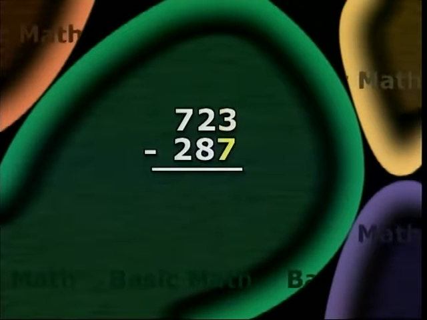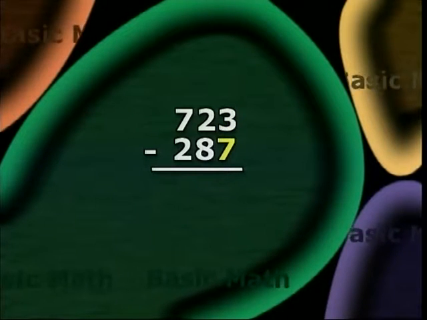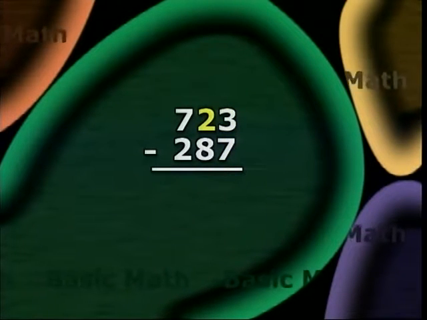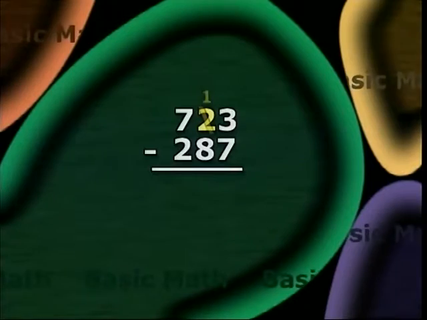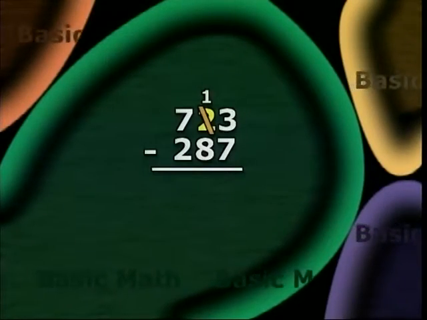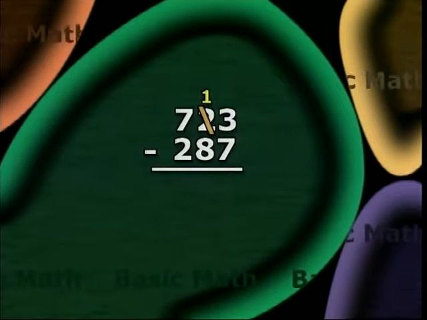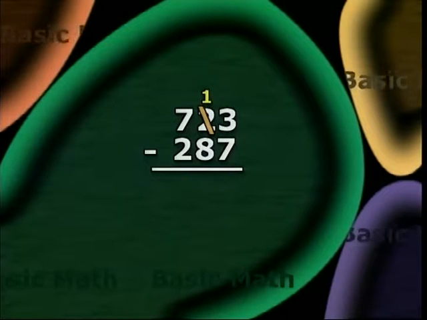3 minus 7. 7 is larger than 3, so the 3 has to borrow from the tens place. We take away 1 from the tens place, making it 1 now. Hey! It's always a good idea to cross out the old number and put the new number above to make sure you don't forget that you've subtracted 1 from the original number.